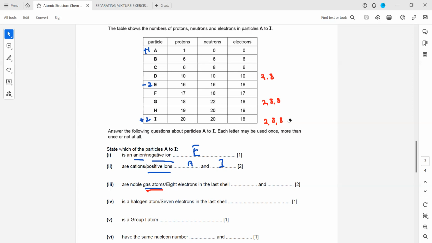And we cannot write I as well. So what we are left with is D, which is having 2, 8, and G, which is 2, 8, 8. So it will be D and G. Both have 8 electrons in the outermost shell and both of them are atoms. Is it clear? The third part?